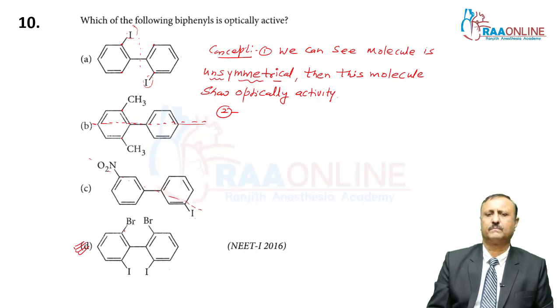Why? Because, my dear students, you can get two different substituents on the ortho position in one phenyl group. Here, you can get two different groups which are present on the carbon atom of the phenyl group at the ortho position.